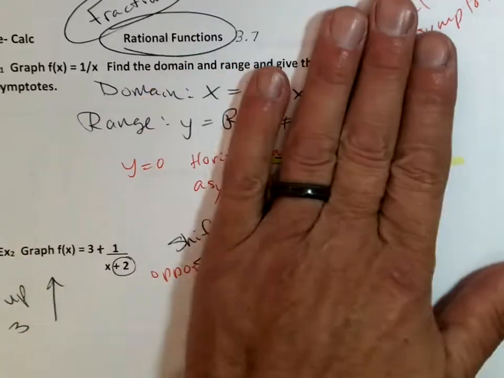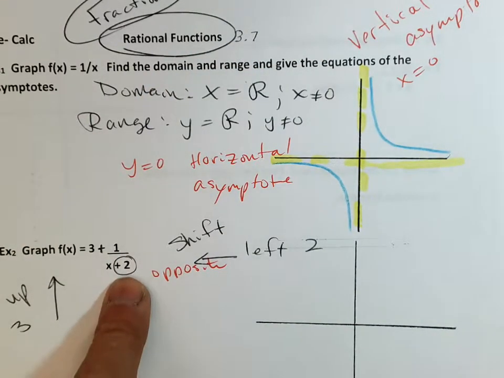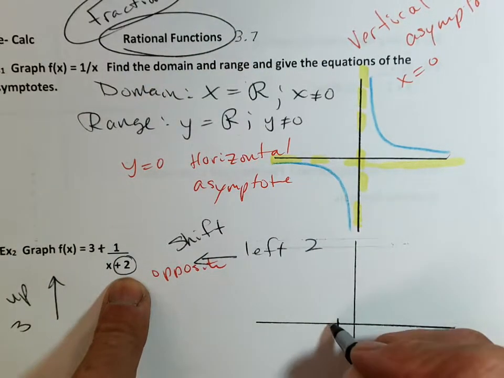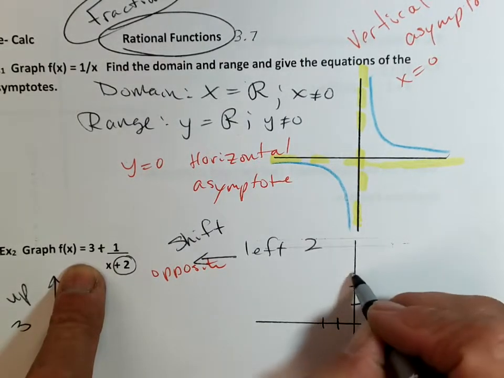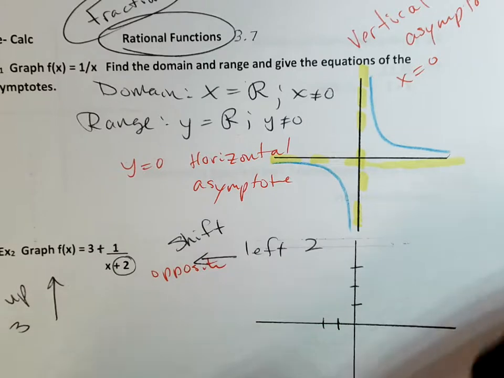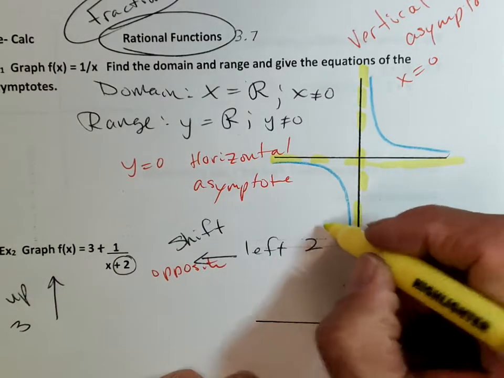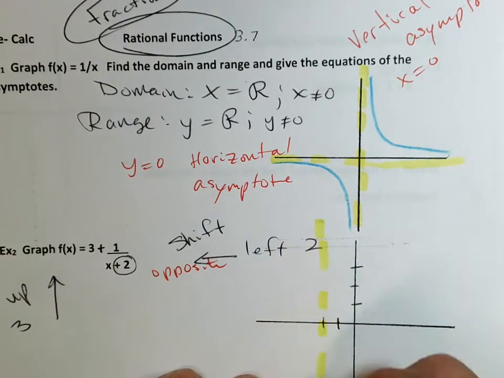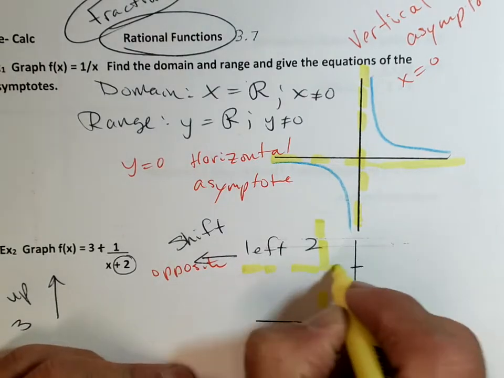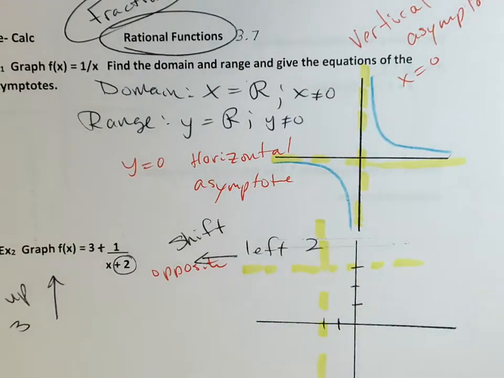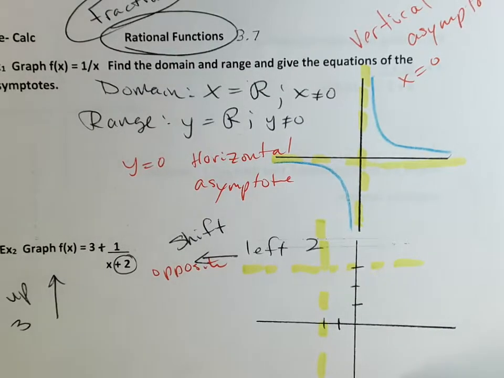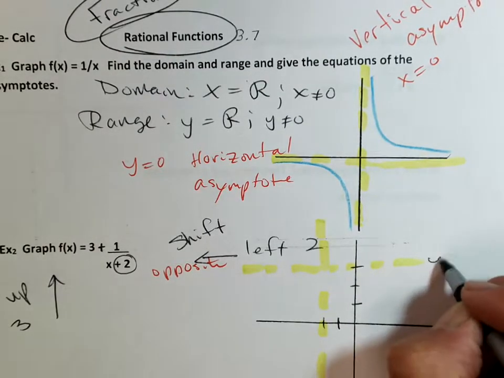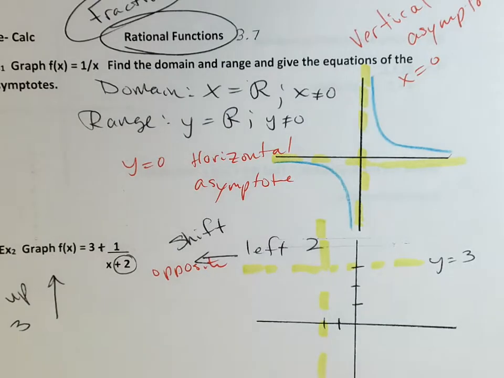So I'm going to take the whole graph and move it back 2, and I'll move it up 3. So my asymptotes then are here. Here's my vertical asymptote, and here's my horizontal asymptote. And so my vertical asymptote is at x equals -2, and my horizontal asymptote is at y equals 3. Now let's put it in the calculator and take a look at it, okay?